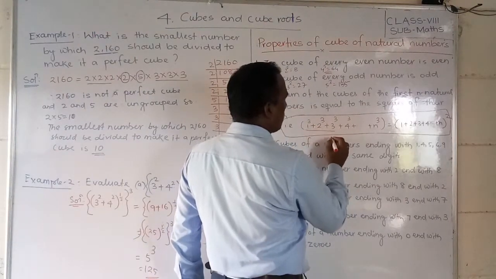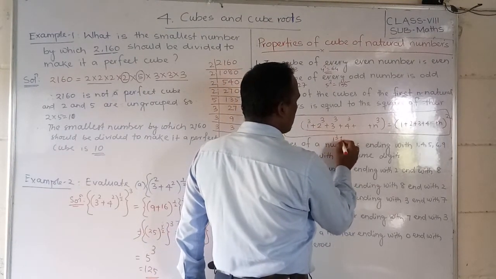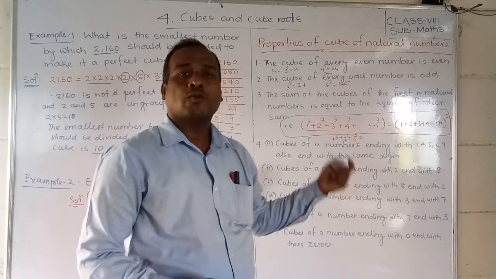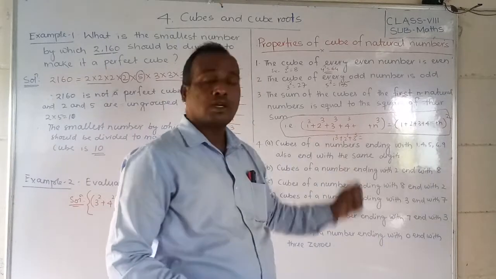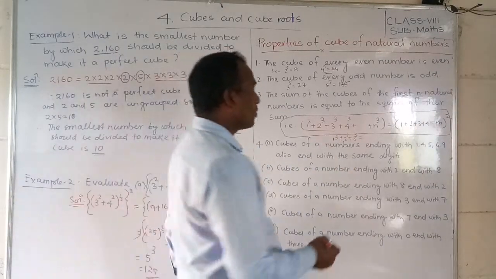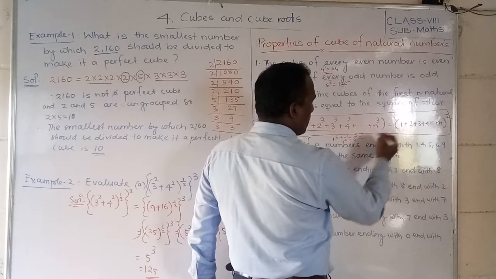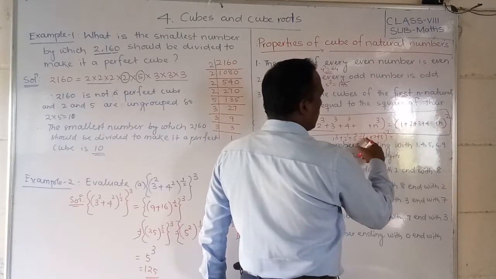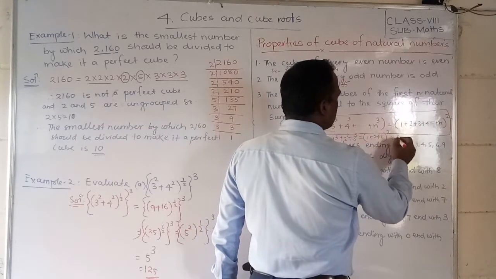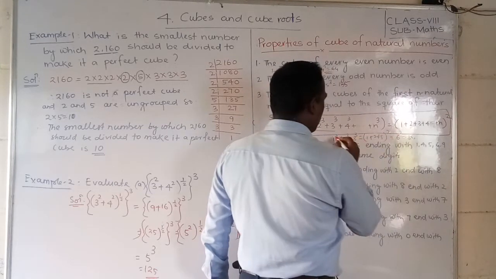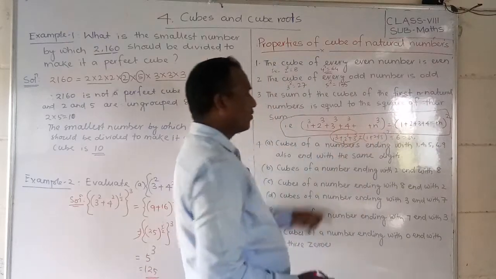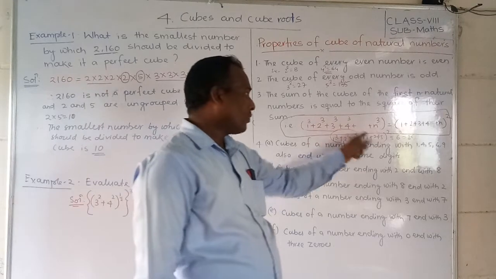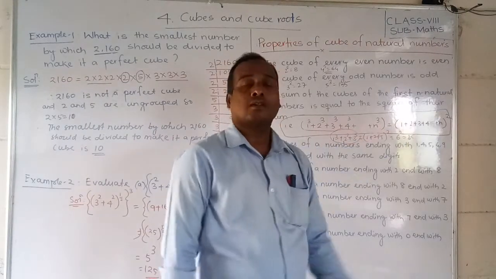Okay students, suppose I take only the first three terms. Then what will come? 1 cube plus 2 cube plus 3 cube. What is the value of 1 cube plus 2 cube plus 3 cube? These are the first three natural numbers, yes or no? So what will you do? Use the formula: 1 plus 2 plus 3 whole square. That means 1 plus 2 is 3, 3 plus 3 is 6, and 6 square is 36. If you work out the cubes and add, the value will come 36 only. So without finding the cubes, we can easily add and square, and we will get the answer.